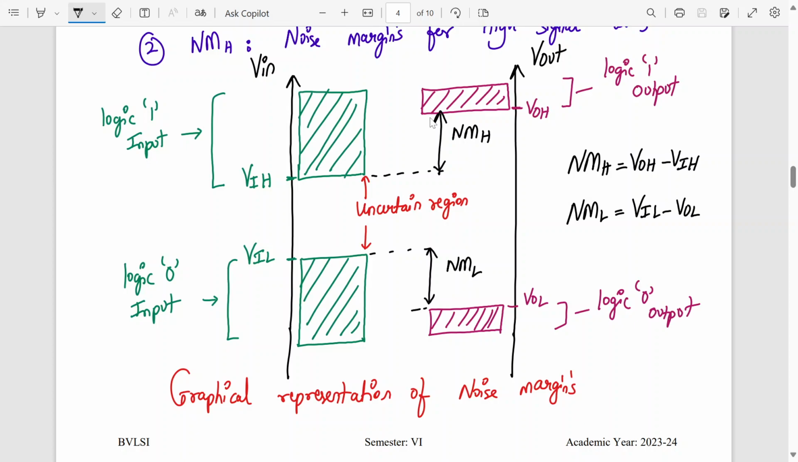So in this graph, the shaded portion represents the valid high and low voltage levels for input and output signals. Again I repeat, the highlighted portion over here represents the valid high and low voltage levels for the input and output signals. Okay? What is the uncertain region we are talking about? The voltage between VIL and VIH is the uncertain region, which cannot be correctly processed as either logic 0 input or logic 1 input by the inverter. Do you understand? So reducing the width of the uncertain region is probably the goal of a CMOS inverter or any inverter for that matter.